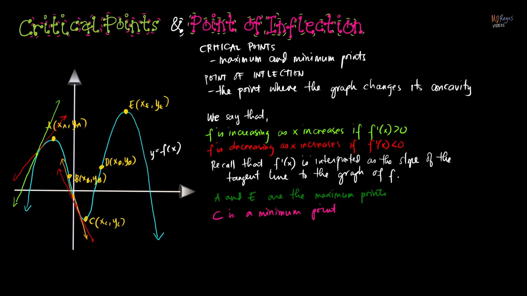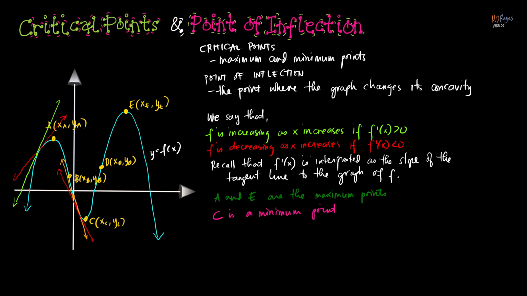Now look at the tangent lines on the left side of point C, which is a minimum point. Both of them are inclined to the left, therefore they have negative slopes, because the function is decreasing on the left side of a minimum point.